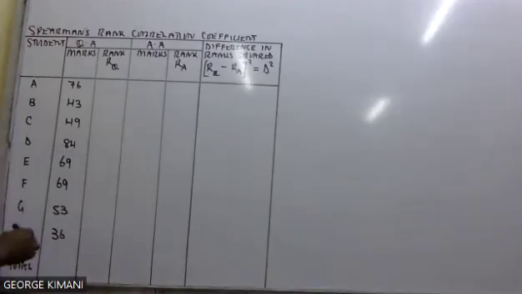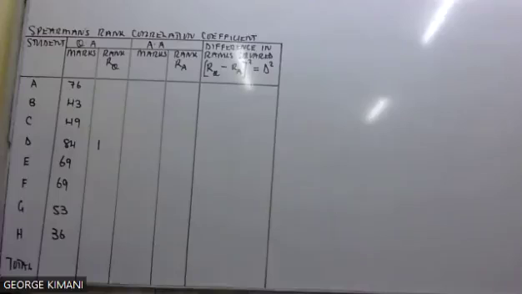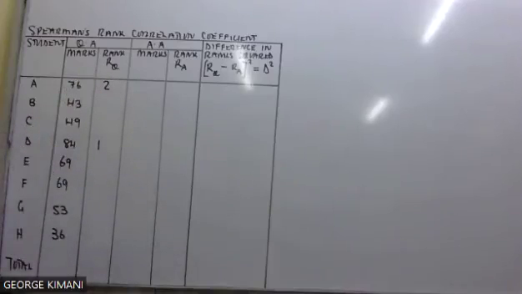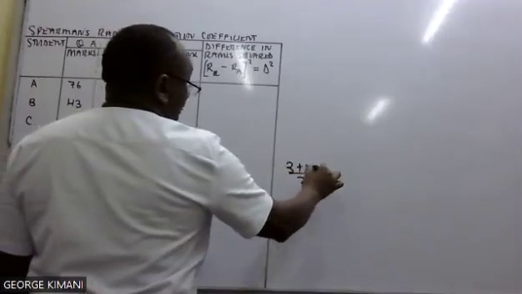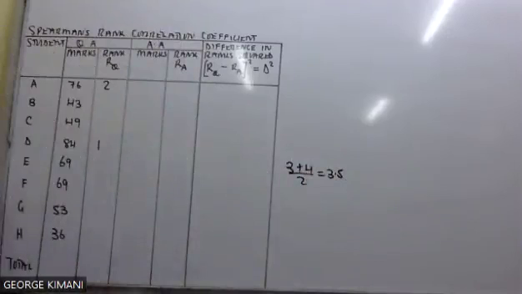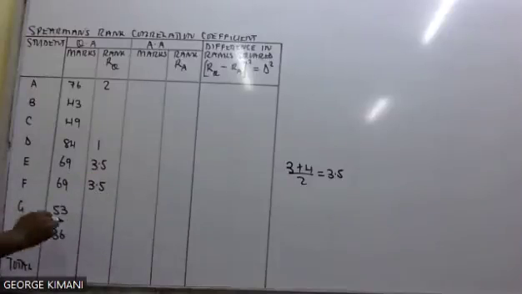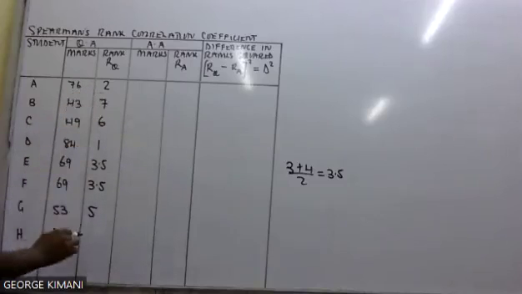So we can rank these ones. The highest here is 84. So this is number 1, followed by 76, that is number 2. Followed by 69, and there are 2 of them. I told you when they tie, the first alternative is we are supposed to go to 3 and 4. So you add, and that gives us 3.5. So this is 3.5, this is 3.5. After that, we have this 53. Now this should be number 5. Then we have 49, that should be number 6. This should be number 7, and this should be number 8.